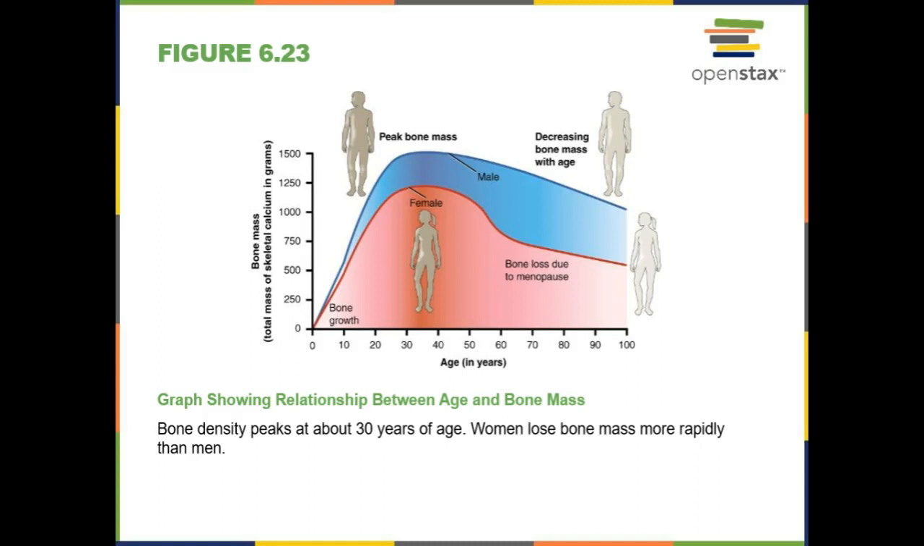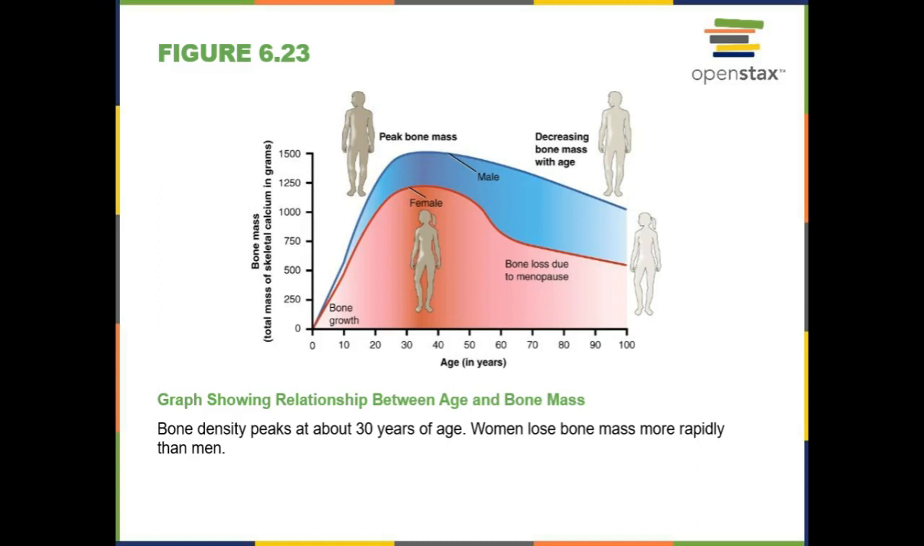But once we have hit 30, then bone mass is going to start to decrease, especially if we are not active. So more sedentary lifestyles are going to be more prone to bone loss than active lifestyles. And women are more prone to losing bone faster than men, partly because of the hormone differences.